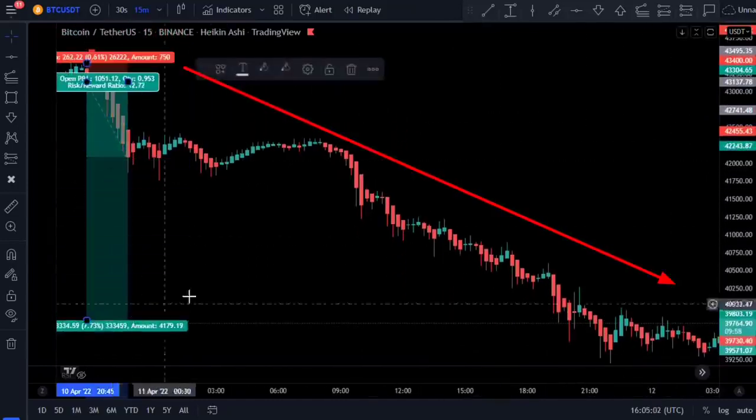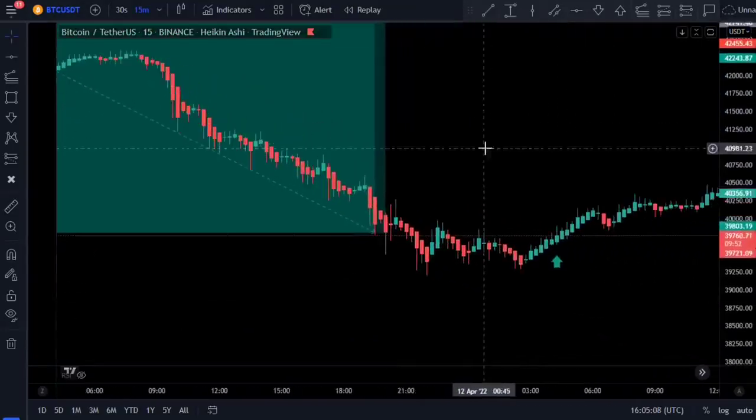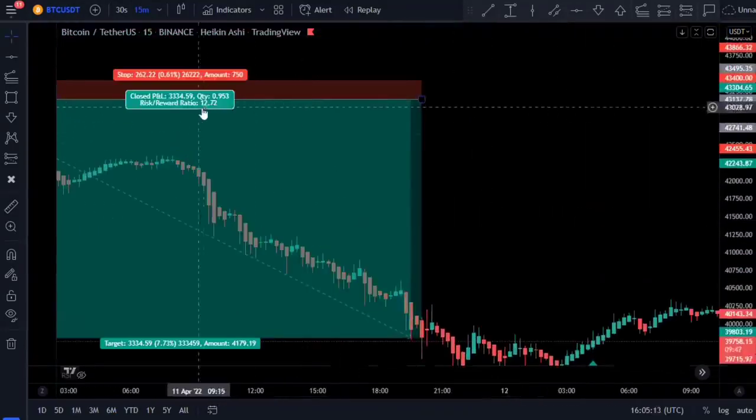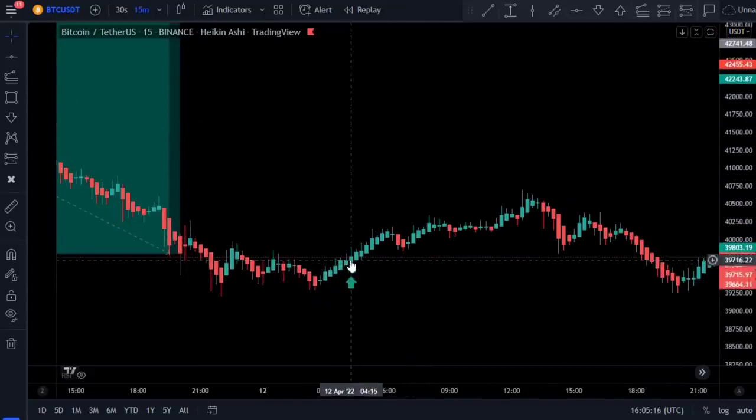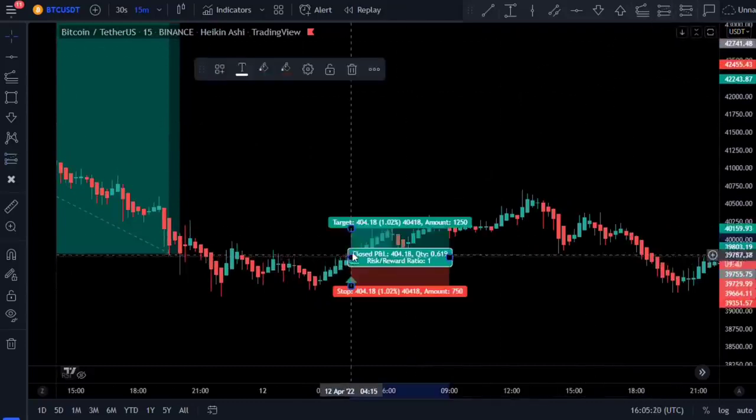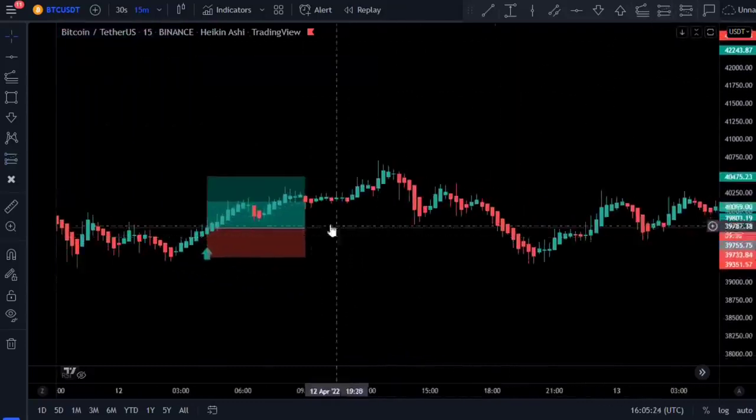If I continue the short position until the end of the downtrend, I will get a risk-to-reward of 12 from this position. I will open a few trades to see for yourself how accurately this strategy sends a signal. Let's continue scalping trading.